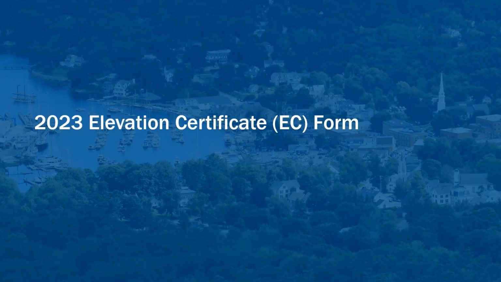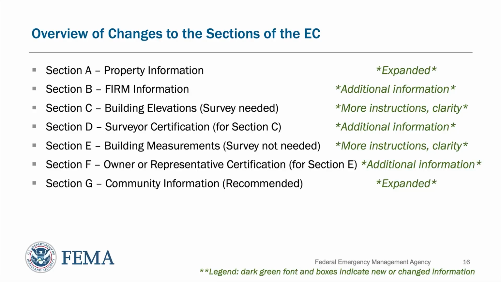Now you know why the form changed. Let's talk about what specifically is new and different. Every section of the form has been modified. Section A has been expanded to ask for additional information. Section B is also asking for additional information. There's more detailed instructions for Section C and Section E. Additional information in the surveyor certification and property owner sections, D and F.